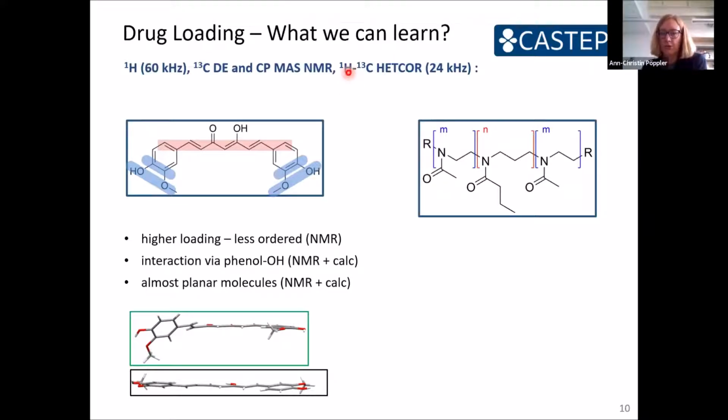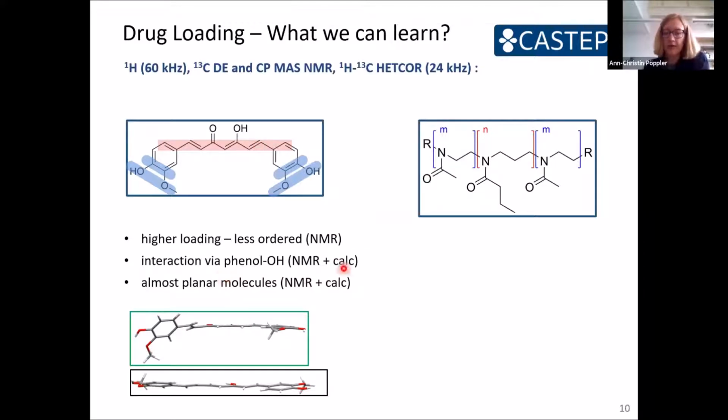We measured proton-carbon correlations, and we combined it with CASTEP calculations. And what we can see are 3 things regarding the guest first. If we increase the amount of guest in these formulations, we can see that it gets less ordered. This would not necessarily be expected, because if you put more and more guest molecules in a specific space, it could also lead to crystallization nuclei and then finally to crystallization of the compound. And this has not been observed since we started working with these molecules.